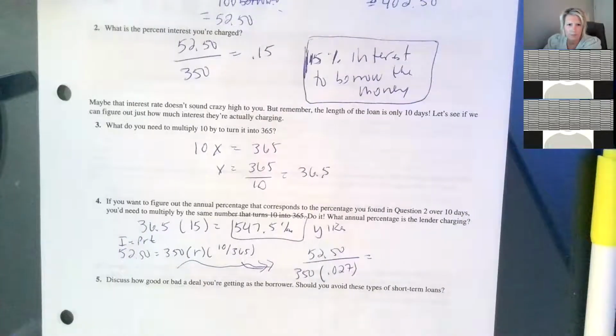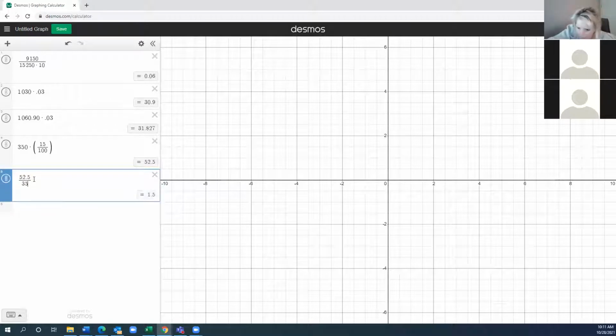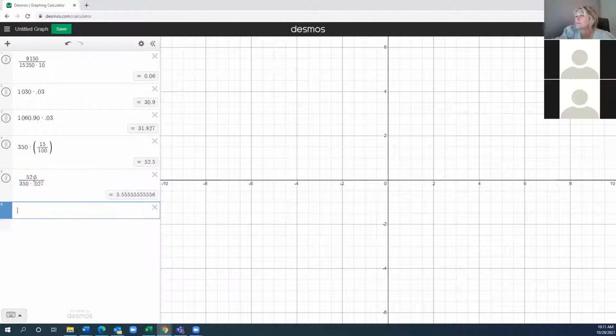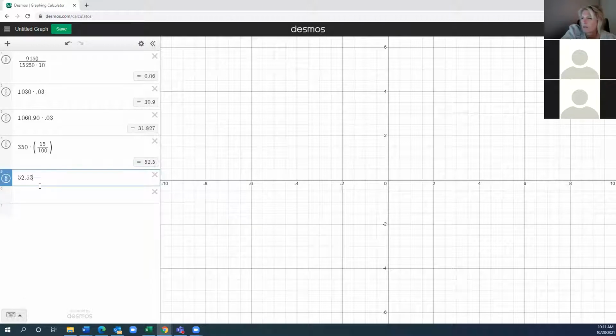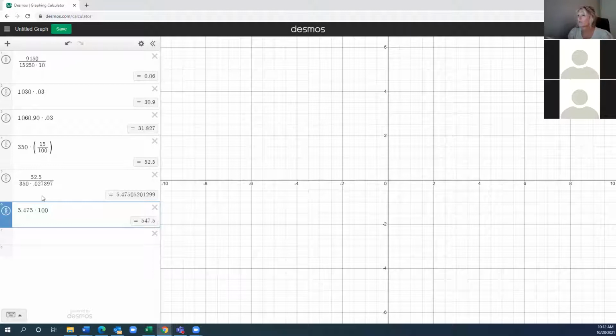So I'm going to show you in Desmos how you can do it here. So 52.50 divided by 350 times 0.027. Did I type something right? Maybe did I use 0.3 before? No. Oh, I know. Oh, geez. Divide by 350 times 0.027. If you do your actual division, use more decimal places here, it gets right here. Now, if you multiply that by 100, 5.475 times 100, there you get the same interest rate, 547.5.